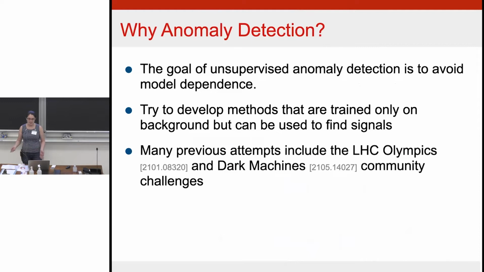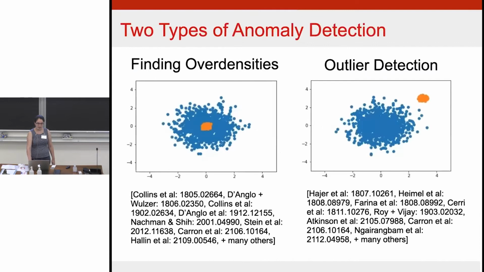And there have been many previous attempts to do this through community challenges like the LHC Olympics and Dark Machines. And these anomaly detection algorithms can really be divided into two categories, finding overdensities and outlier detection. So finding overdensities is what we're more used to in particle physics. This is what you see in your traditional bump hunt, where you're trying to model a background distribution extremely well, and you're trying to find some signal distribution on top of that background distribution.